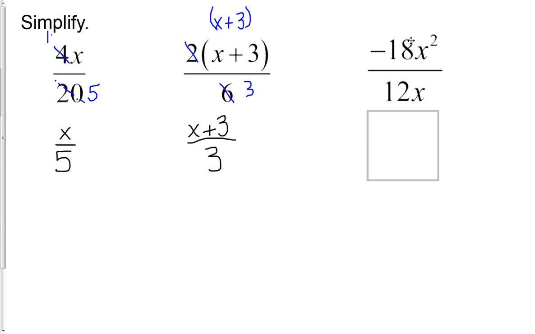Next, we've got negative 18 x squared over 12x. Okay, now we've got, number-wise, negative 18 and 12, both even, so we can cancel here.